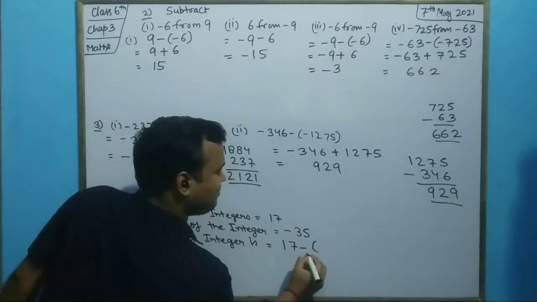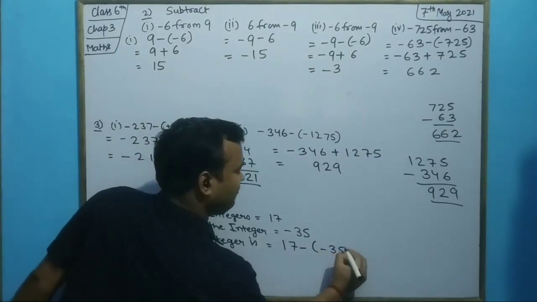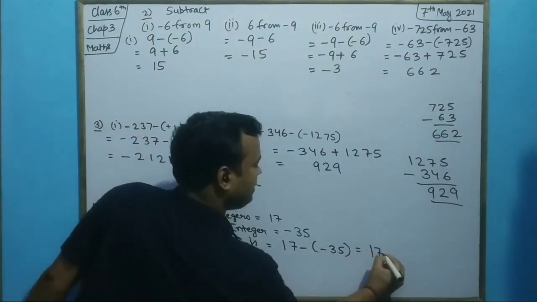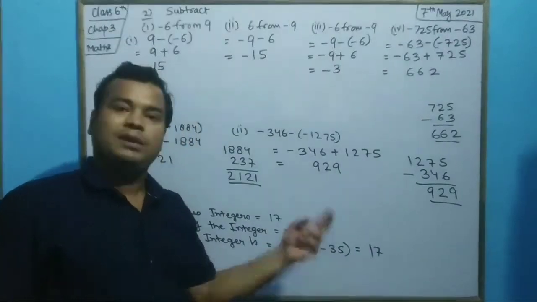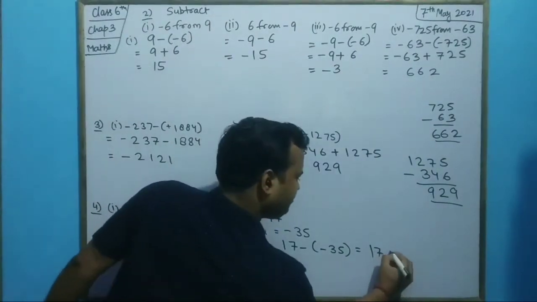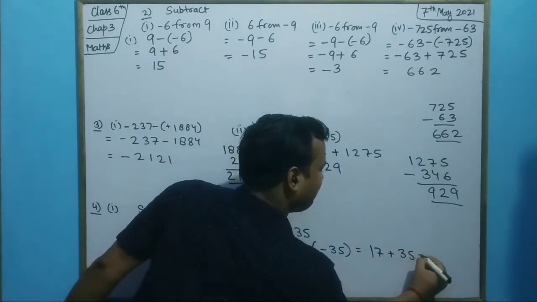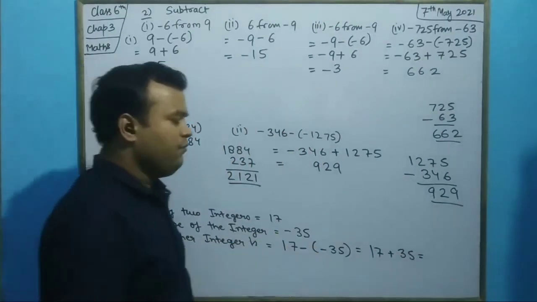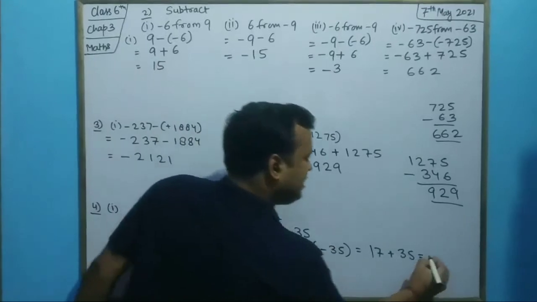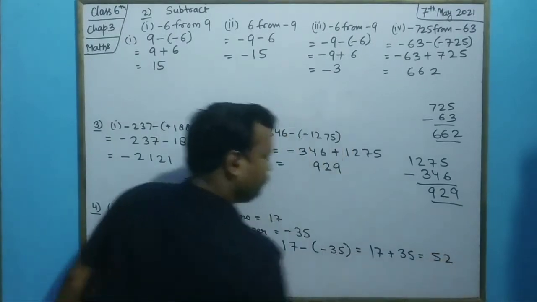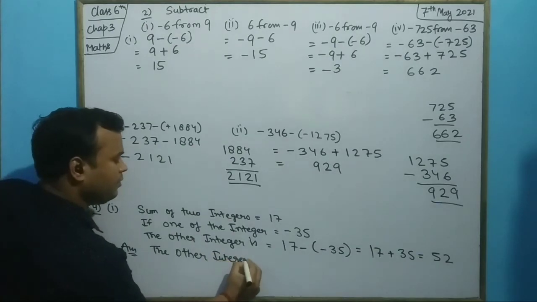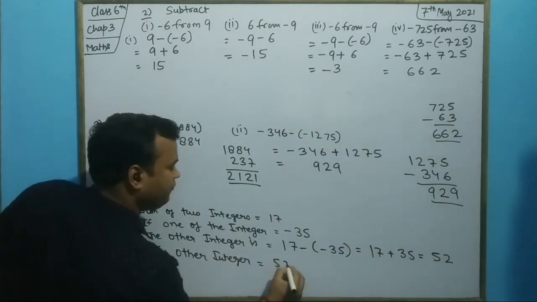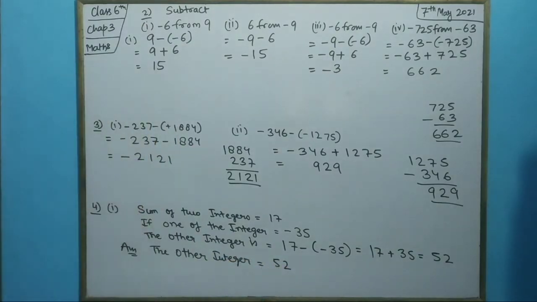That is 17 minus minus 35. Okay, what will it be? There are two negative signs together. It will be positive 17 plus 35. Adding them, what do we get? We get 52. So the other integer is equal to 52. Let us see the next question.